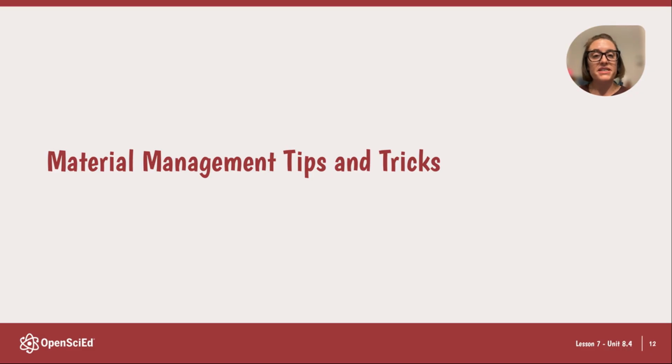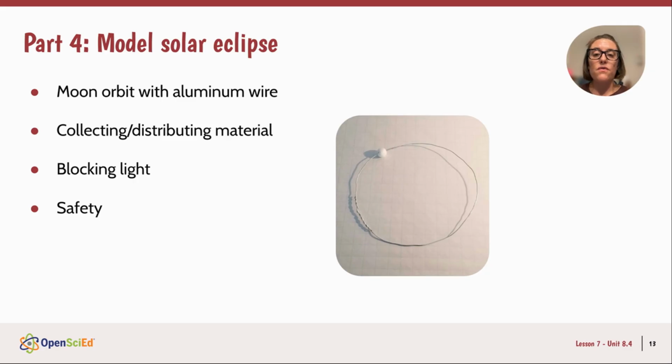Some material management tips and tricks. For the part 4 modeling, you have the moon on an aluminum wire to represent its orbit. The aluminum wire I find is very malleable and it's easy to distort. So rather than having every lab group work with it, I have one for the discussion afterwards. And then that way we can see changing the plane and lifting it up.